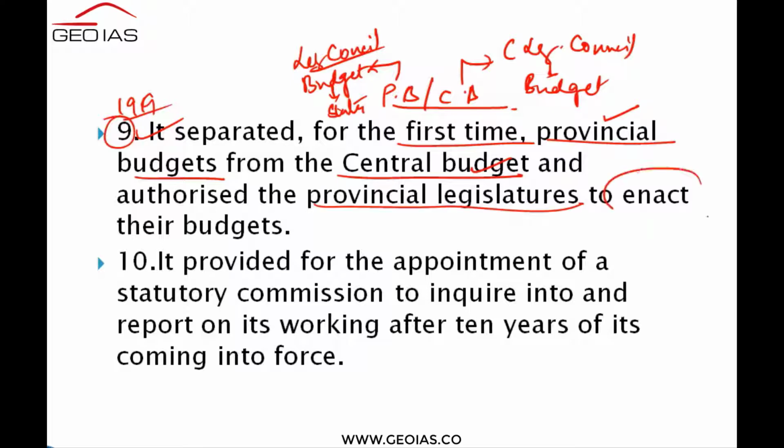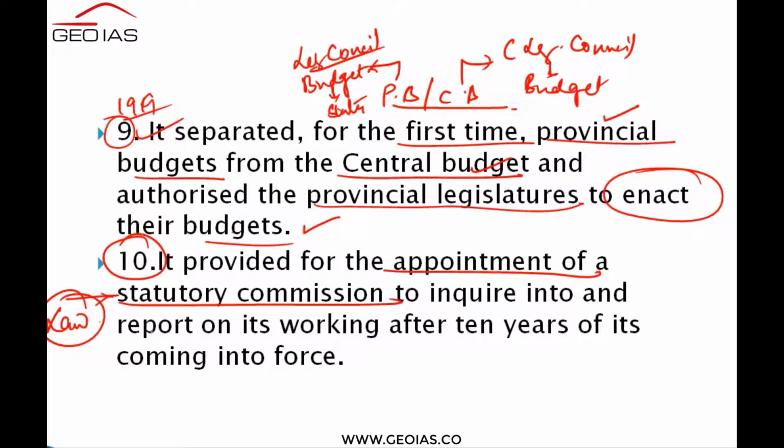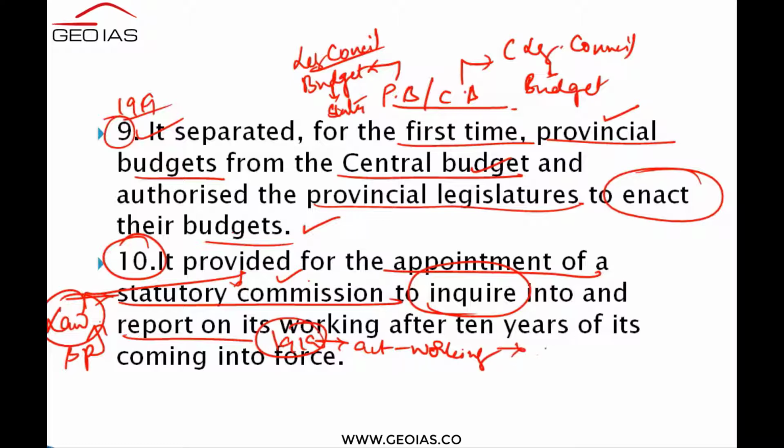It authorized the provinces to enact or pass their own budgets. And the 10th provision of this Act is that it provided for the appointment of a statutory commission. Statutory commission means backed up by law. The British Parliament will pass a law, and through this law the commission will come to India to inquire into and report on the working of this Act. How is the 1919 Act working, is it going on very well in India? To inquire into all these issues, a statutory commission will be appointed after 10 years.